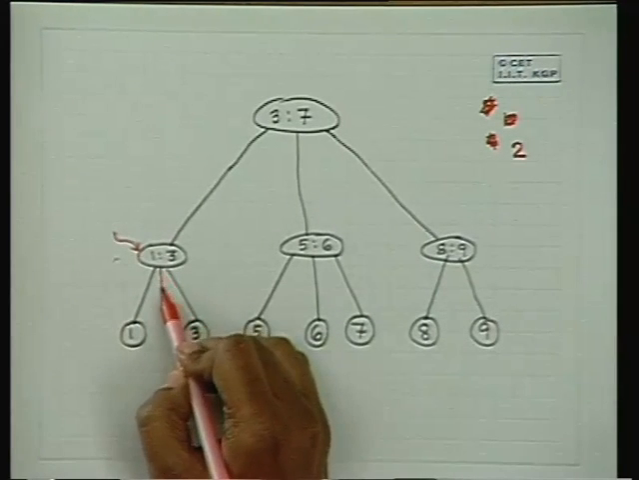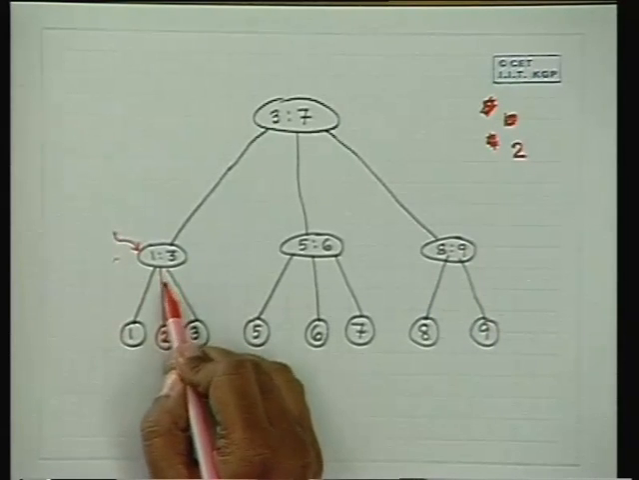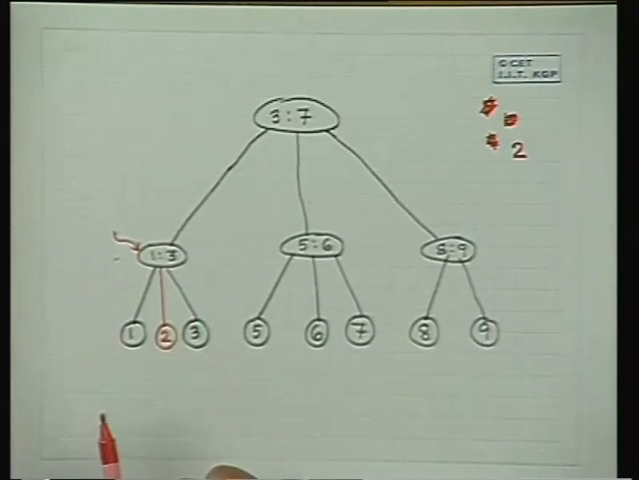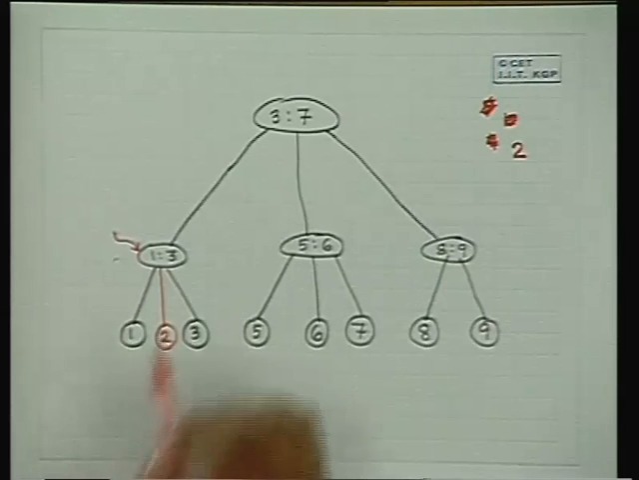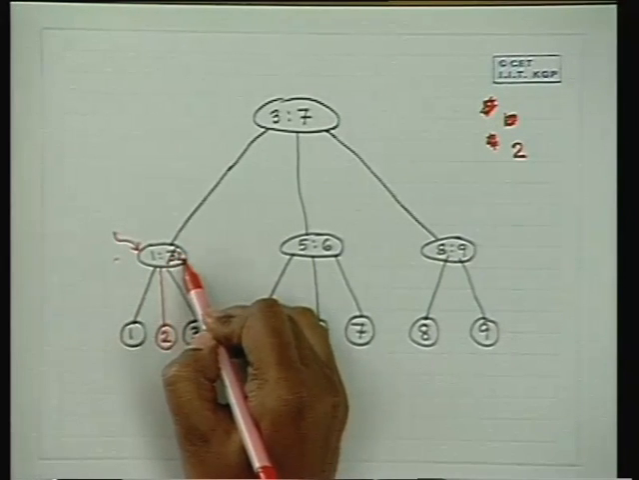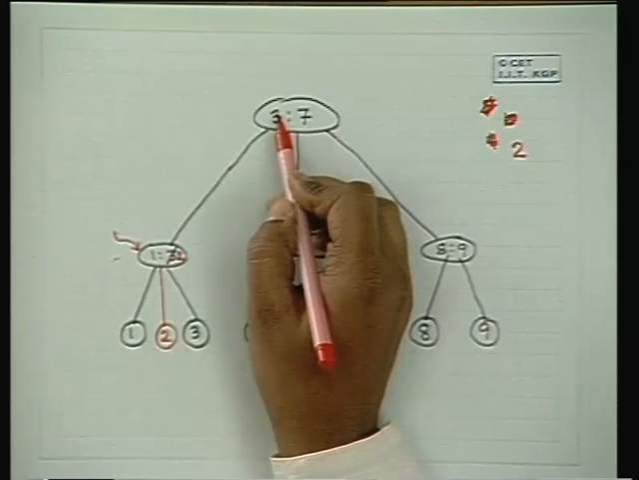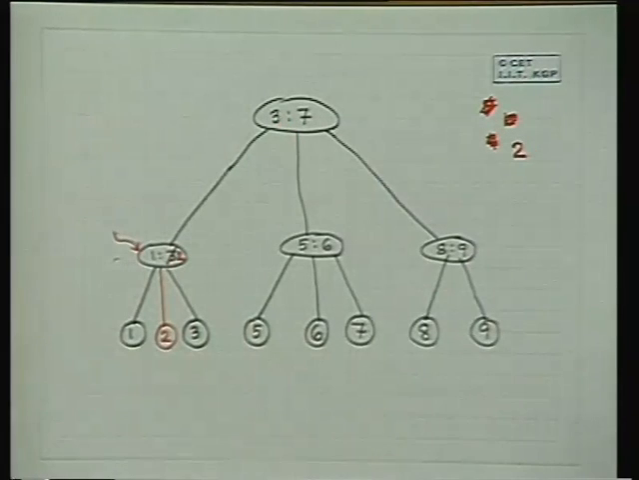So what would you do? You would place 2 here, make this the middle and make this the right. Anything else? Update this value. Go up and see if this value needs to be updated. Here this value does not need to be updated. Okay. So this is what will happen after insertion of 2.